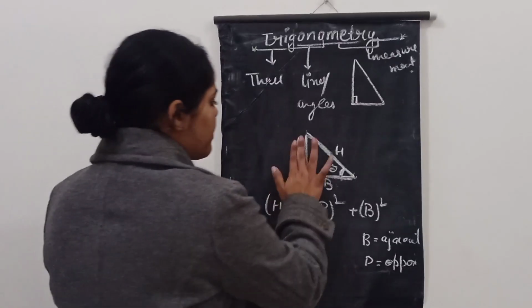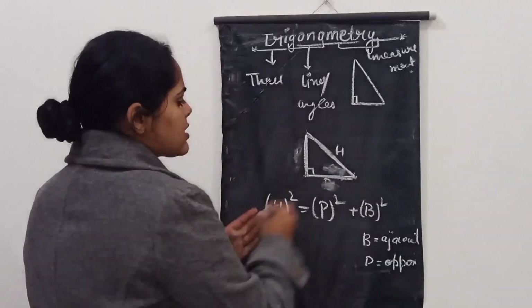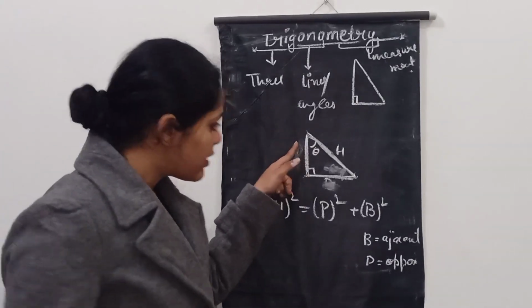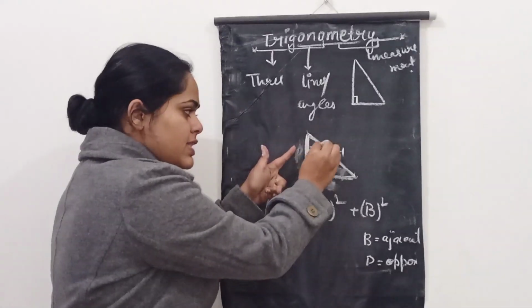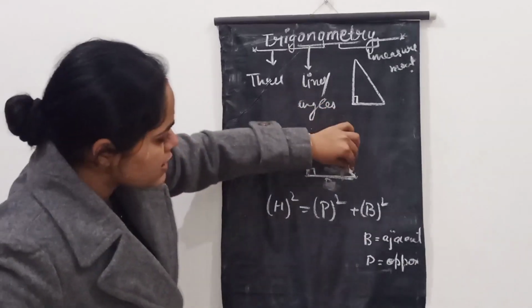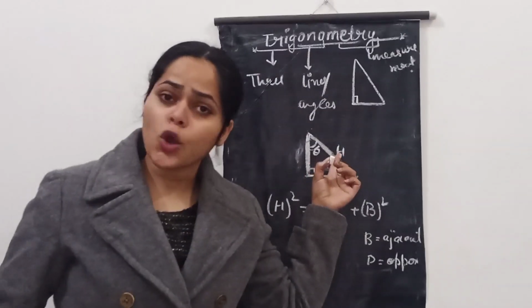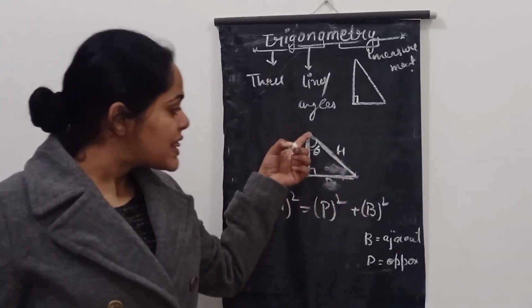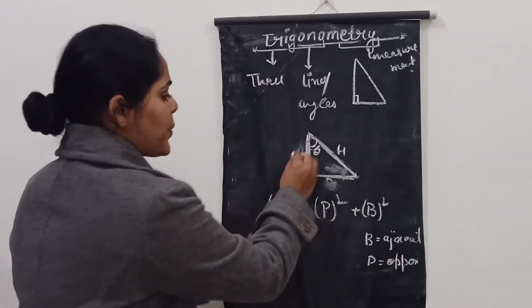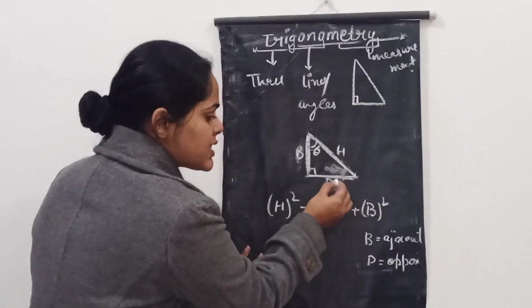If I am taking this other angle as theta, then the adjacent sides for this angle will be this and this, and as we know this is already the hypotenuse, so this side will be the base, and the opposite side will be the perpendicular, right?